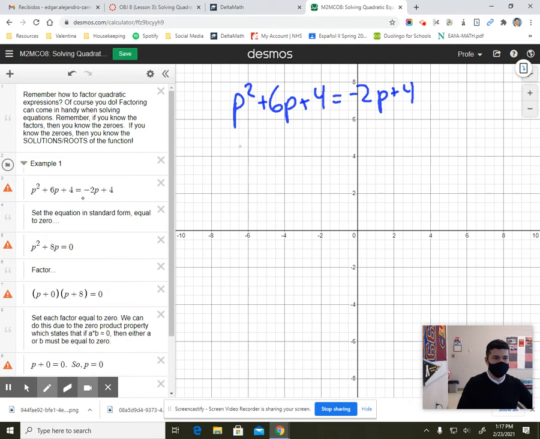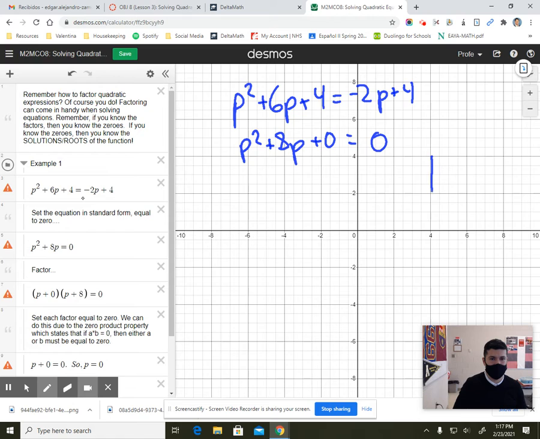And of course, I'm going to set it equal to 0, so I get p squared plus 8p, because I'm going to add the 2p to this side. I'm going to subtract the 4, so I've got really a plus 0 equals 0. All right, now normally I would say a is 1, b is 8, c is 0. Let's do this another way. You probably remember how to factor, right?